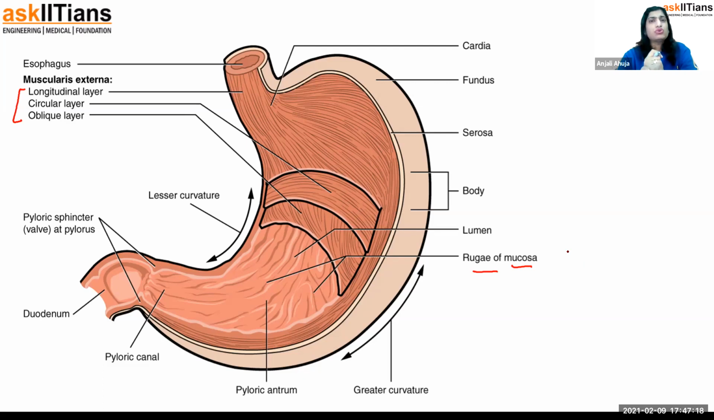Mucus is present throughout the alimentary canal, from mouth to anus. It does a protective function. So here rugae of mucosa are present. Rugae means folding, and mucosa means the internal lining.